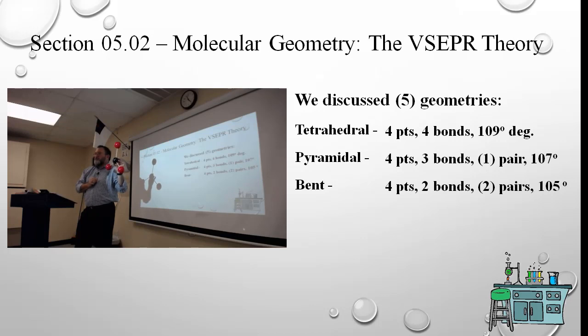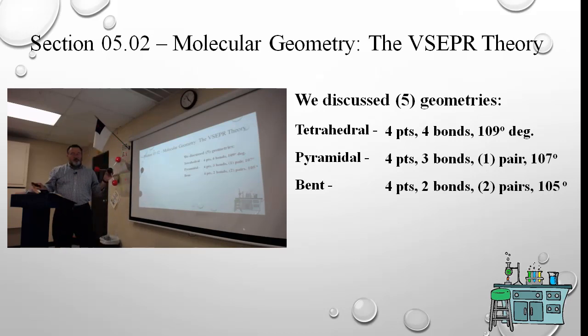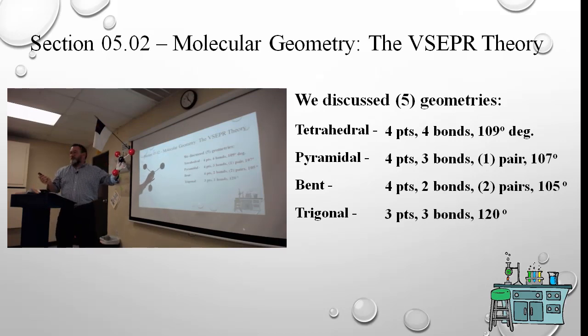Okay? If there was a way that it could reconfigure itself to be farther away, it would. It can't. It can't get farther from one without getting closer to another. And that's why the geometry falls out in this way and is very stable. All right? So this is the trigonal. Trigonal has 3 points, 3 bonds, 120 degrees.